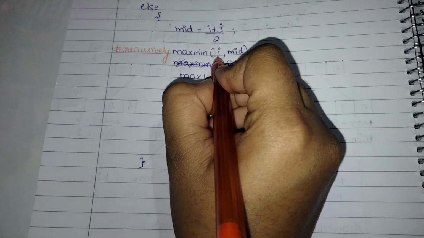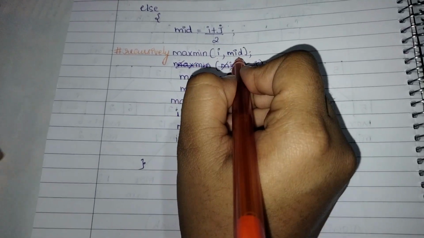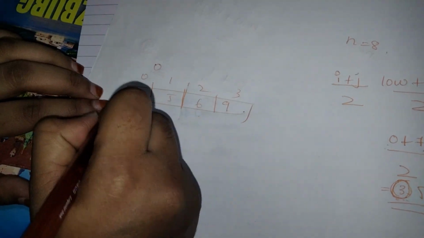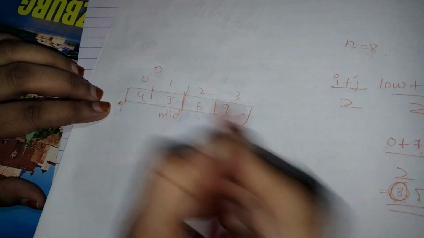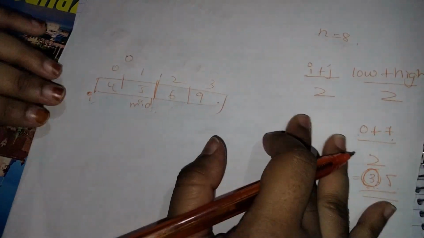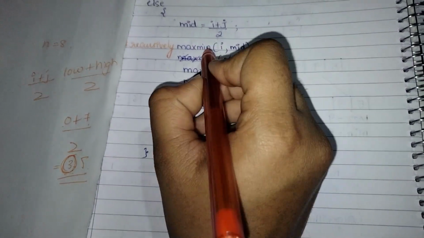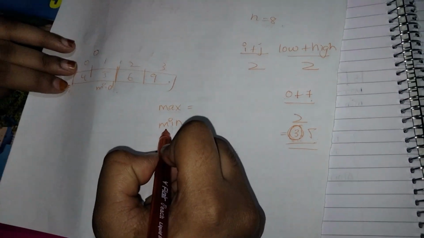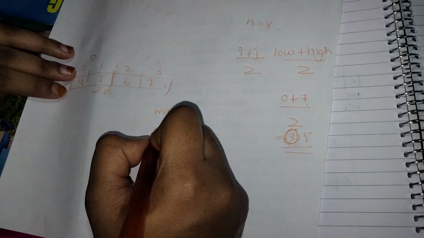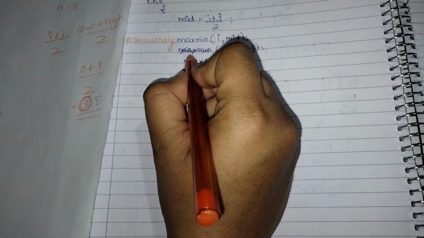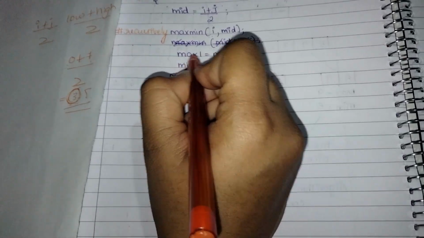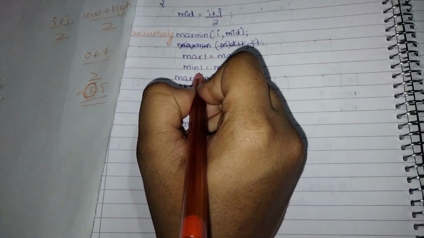And first we will find out the maximum and minimum value of the half part, that is nothing but from I to mid. So we will pass the two values I comma mid. After passing this, we will get maximum and minimum value, because this algorithm will work and this function will work. These maximum and minimum values we will assign to another variable, max1 and min1. Why we do this, I will say it.